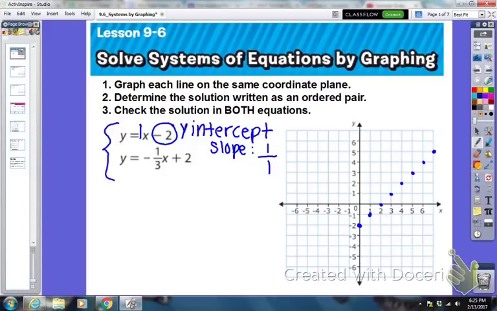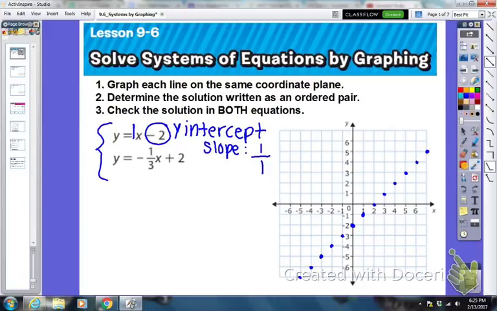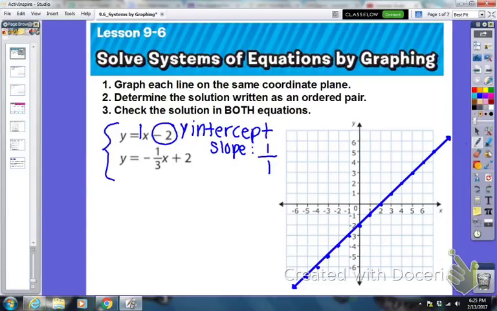Instead of going up and to the right, I can reverse it and go down to the left for some other points. It's important to use a straight edge or a ruler to connect these points to make a line, and make sure you have arrows on both ends of your line.